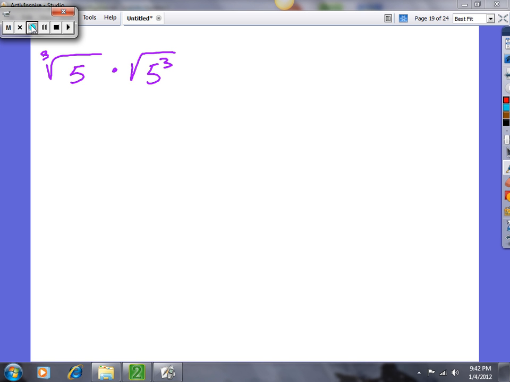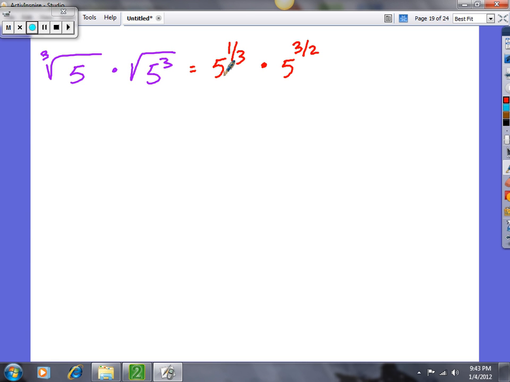But this one's a pretty sophisticated problem. So you got the cube root of 5 times the square root of 5 cubed, and you're simplifying it. Let's probably convert it into exponential form. So let's go 5 to the 1/3 times 5 to the 3/2. So I just changed both of those to their exponential forms.